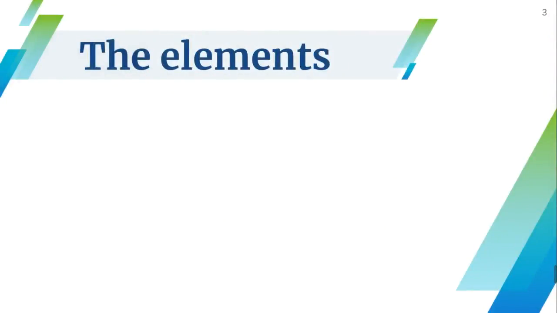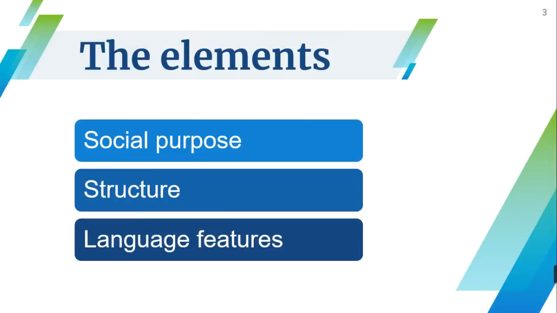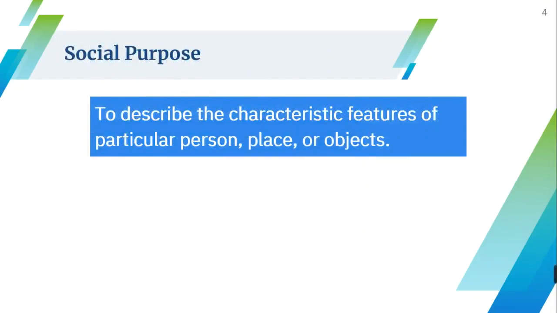Each text type will have these three elements. They are social purpose or social function, structure, which can also be called schematic structure, and then language features or lexicogrammatical features. And here are the elements of description. The first is social purpose.